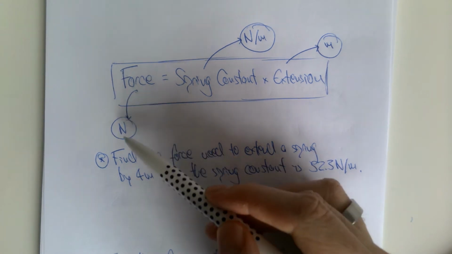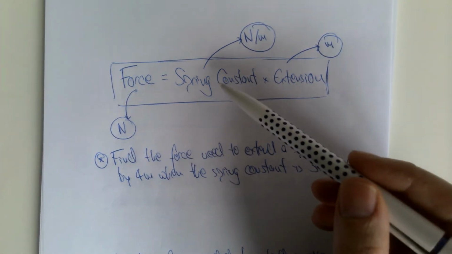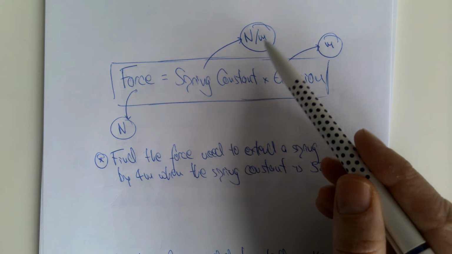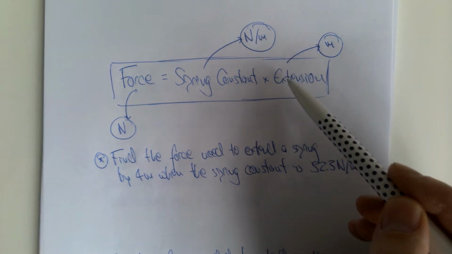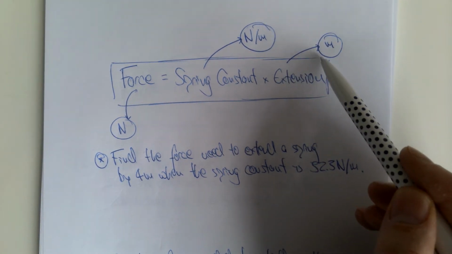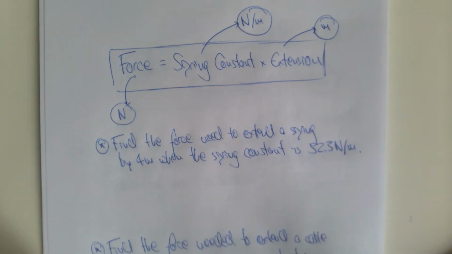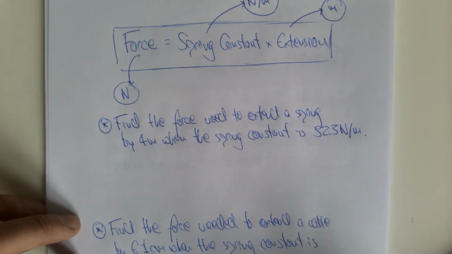So force, as we know, is measured in newtons. The spring constant of a spring is measured in newtons per meter, and the extension of a spring is always measured in meters. So let's see if we can apply a couple of examples to this equation.